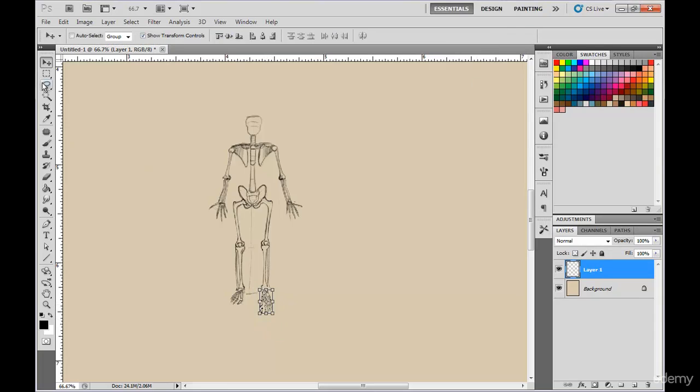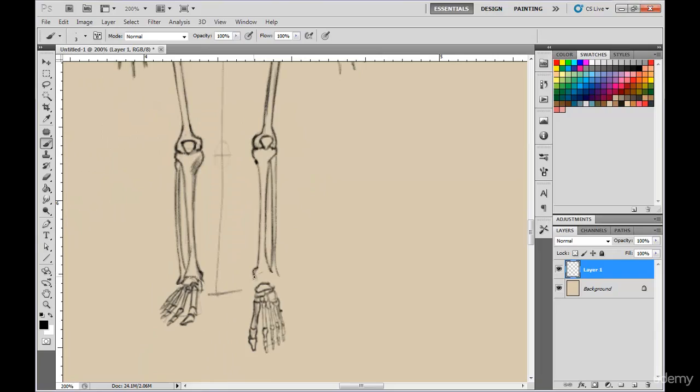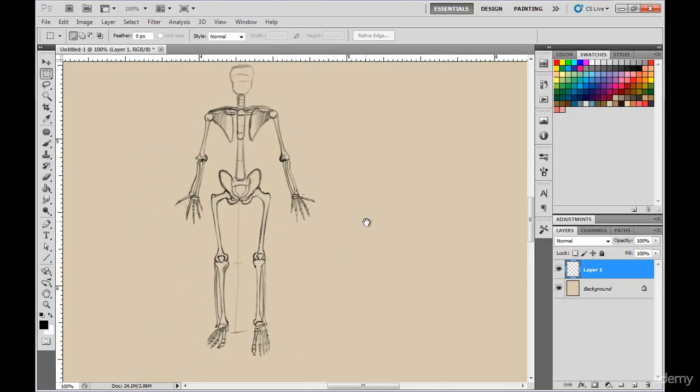And I'm probably going to have to come in here and just redraw some of this. And then take this foot here and bring it up here. Okay. All right, so now we have our skeletal structure.